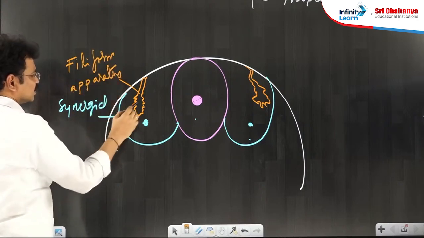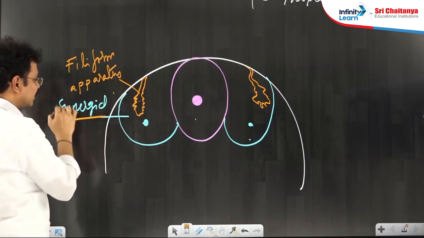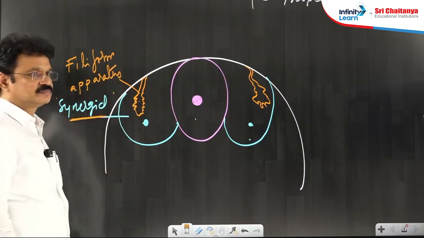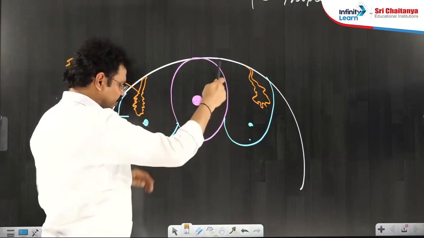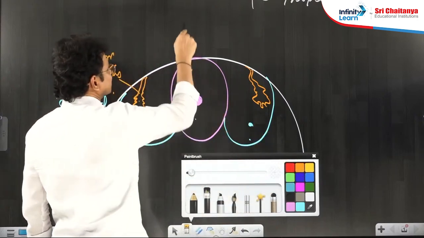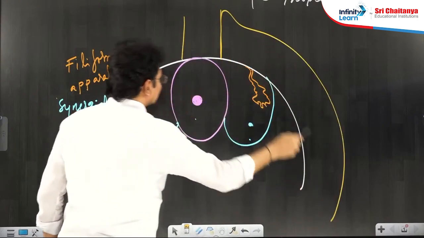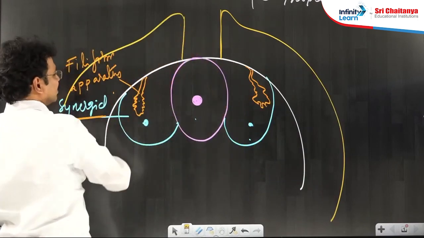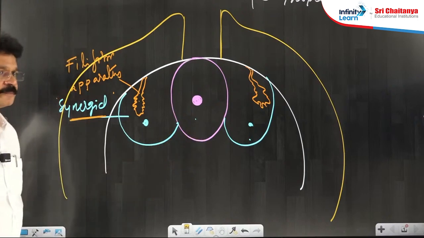Presence of filiform apparatus is the characteristic feature of a synergid cell. Two synergids are present at the sides of the egg in the egg apparatus. The egg apparatus is always close to the micropylar region of the ovule. It is the outer integument of the ovule. It is the enlarged sector diagram of an ovule with an embryo sac.